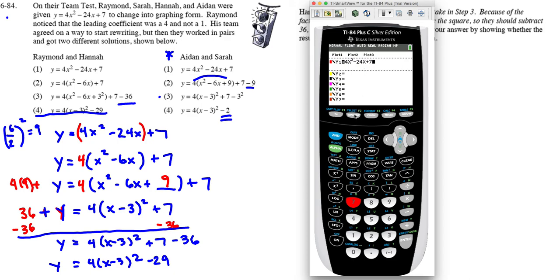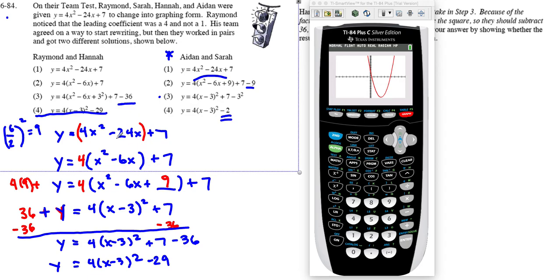Now I'll go ahead and let you know that I already adjusted my window. I decreased my y min to negative 30, and I increased my y max to positive 30. So that now when I graph it here, you'll see what I get. My parabola fits on here a little bit better. So what we're going to do here is, if this expression is equivalent, then it should give us the exact same graph.